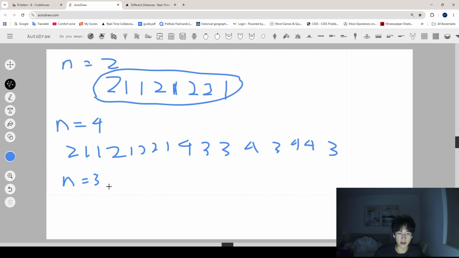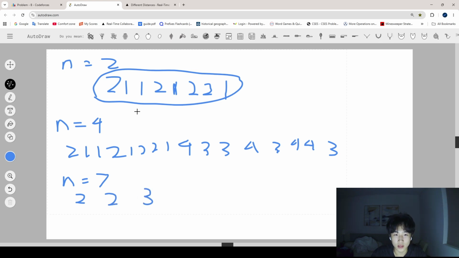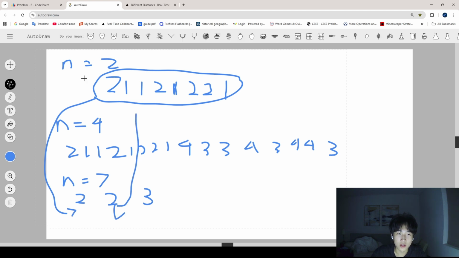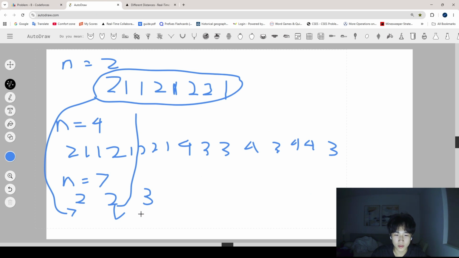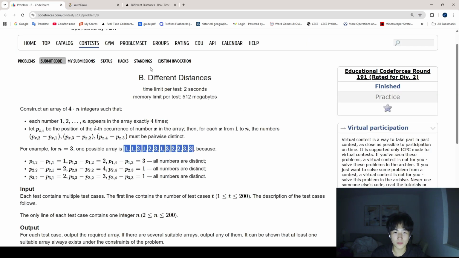So for any odd number, let's say n equals 7, we can split it into a chunk of 2, a chunk of 2, and a chunk of 3. So I could have a chunk of this right here, another chunk of this right here, and then I could have the same format of this right here for the third. So I just print out this format while subtracting 2 from n, and if I find out that n eventually is equal to 3, I just print it out in this format.